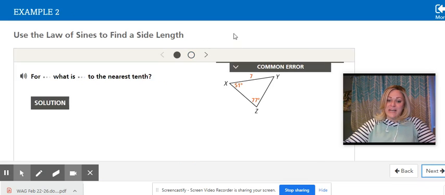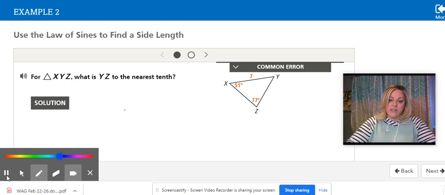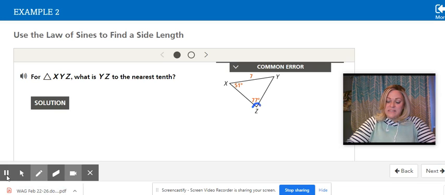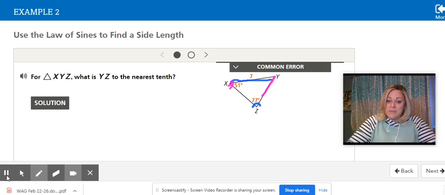Using the law of sines. So here it is. Let's think about this. What is the law of sines? So look at what you're given. And I'm going to write this out for us in different colors. I'm going to say this is Z or some angle, and then the side opposite that angle. Notice I'm color coding. And then I'm going to say this angle X and the side opposite X.